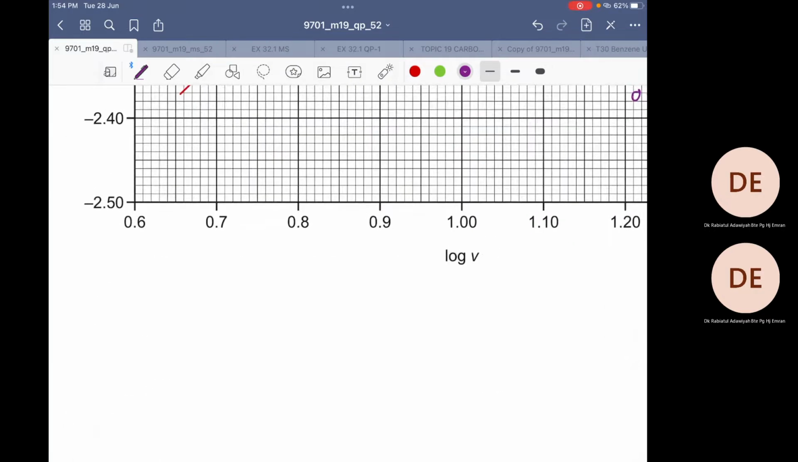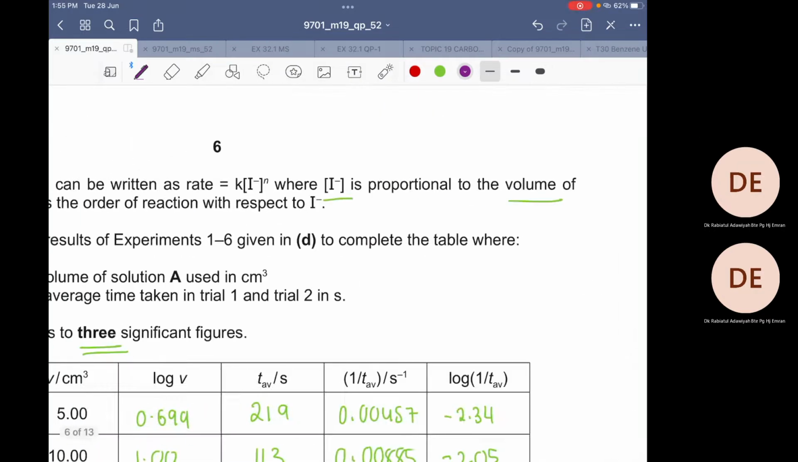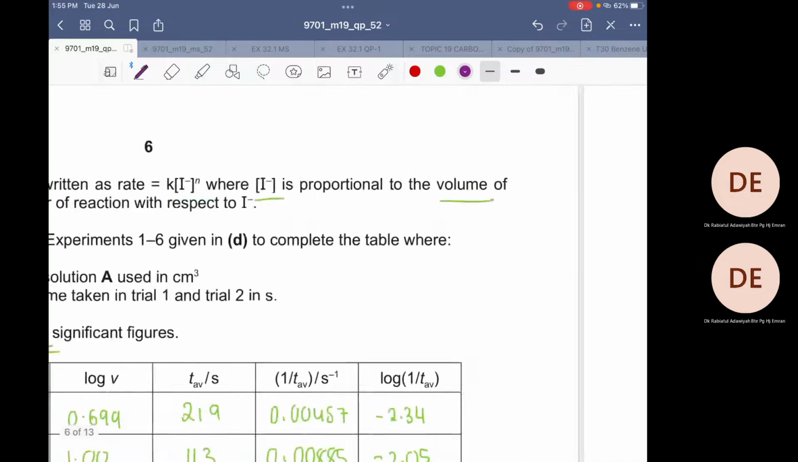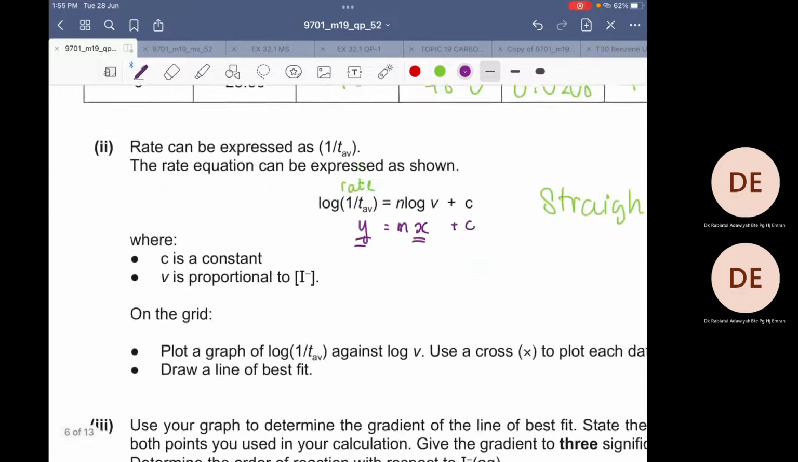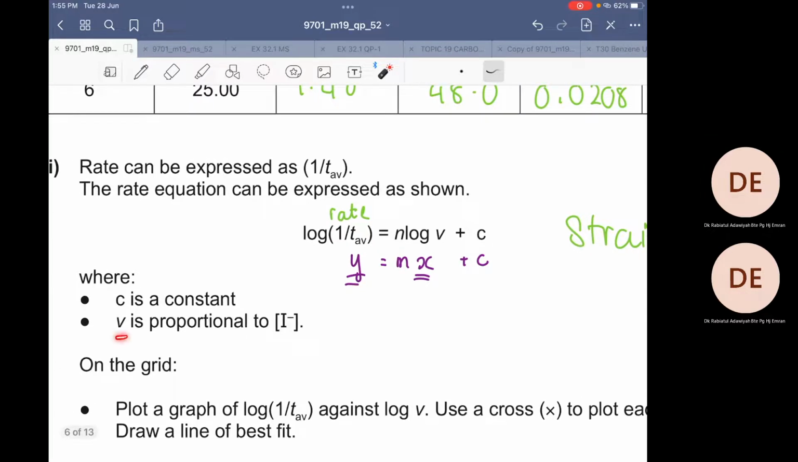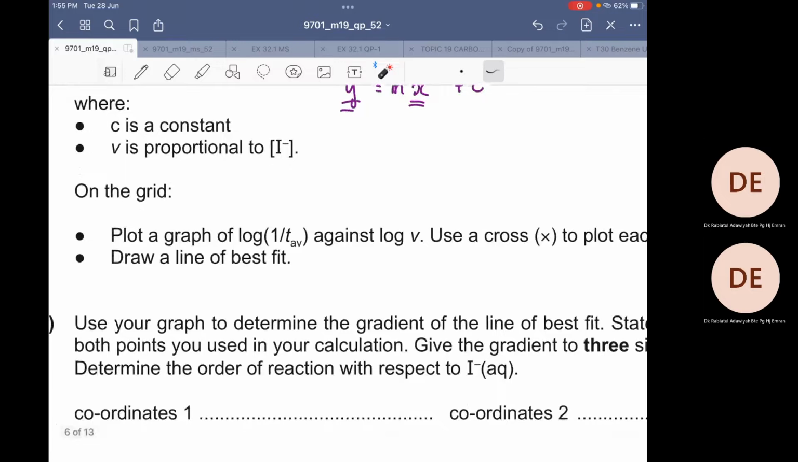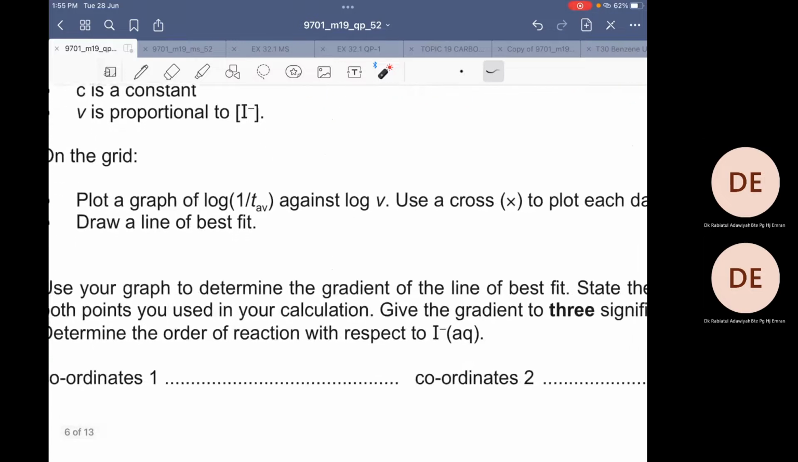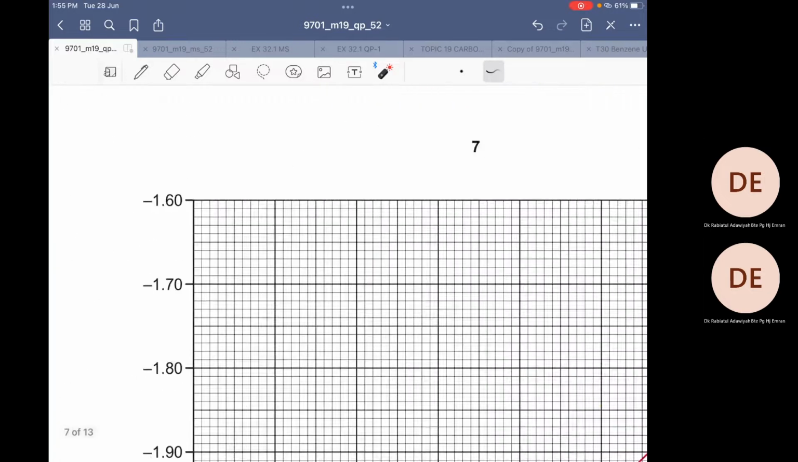What's your x? Log V, right? And what's your y? Log 1 over T average. So can you see that? y, x. So you should expect it to be a straight line. They also mentioned that V is proportional to concentration. So if the volume increases, concentration also increases. Plot a graph, use the cross, draw a line of best fit.